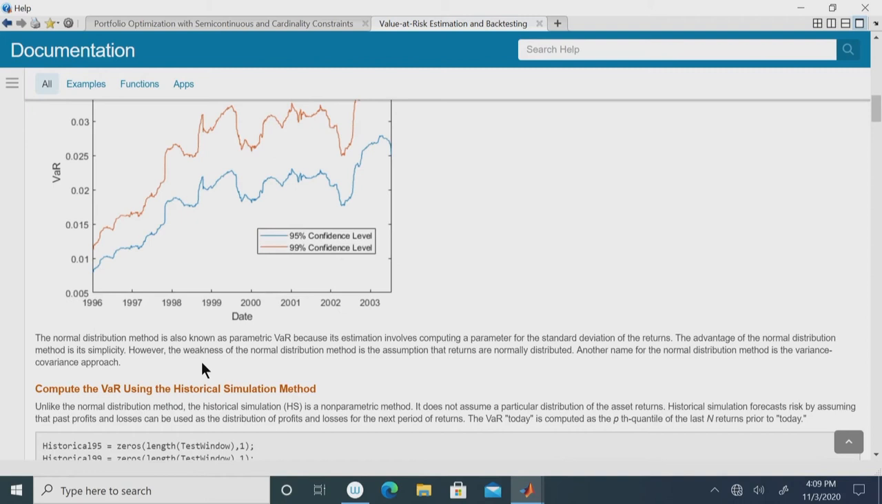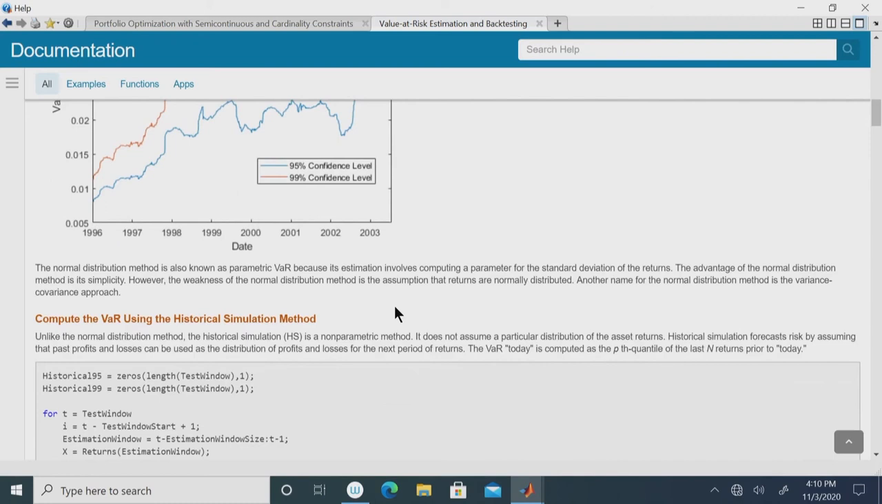But as is the case with most user friendly things, it also suffers from a weakness, and the weakness is that it makes use of the assumption that the returns of the assets are normally distributed. Also, sometimes this normal distribution method has a different name that you will see in literature, and that is what is known as the variance covariance approach. Okay, so let us now move on to the second method.